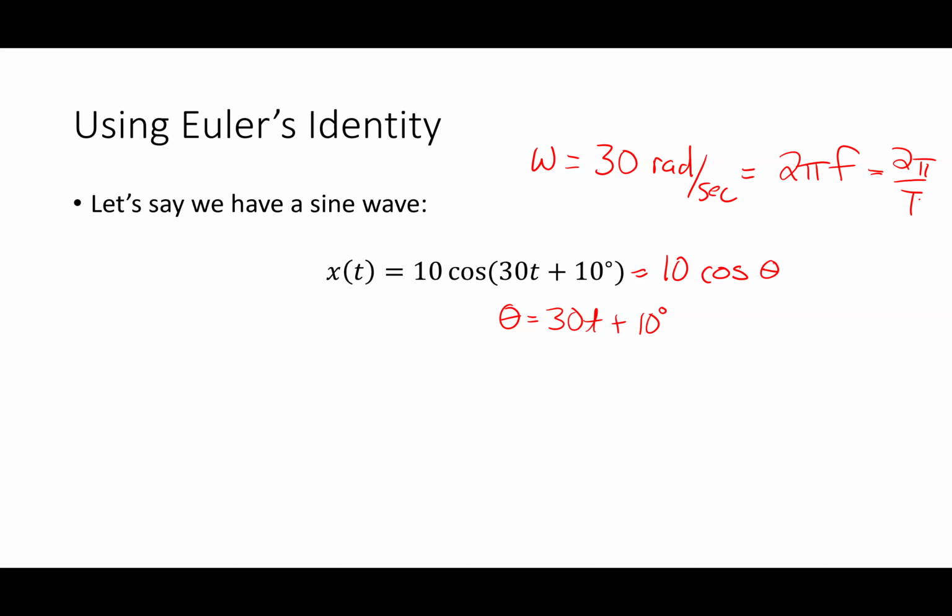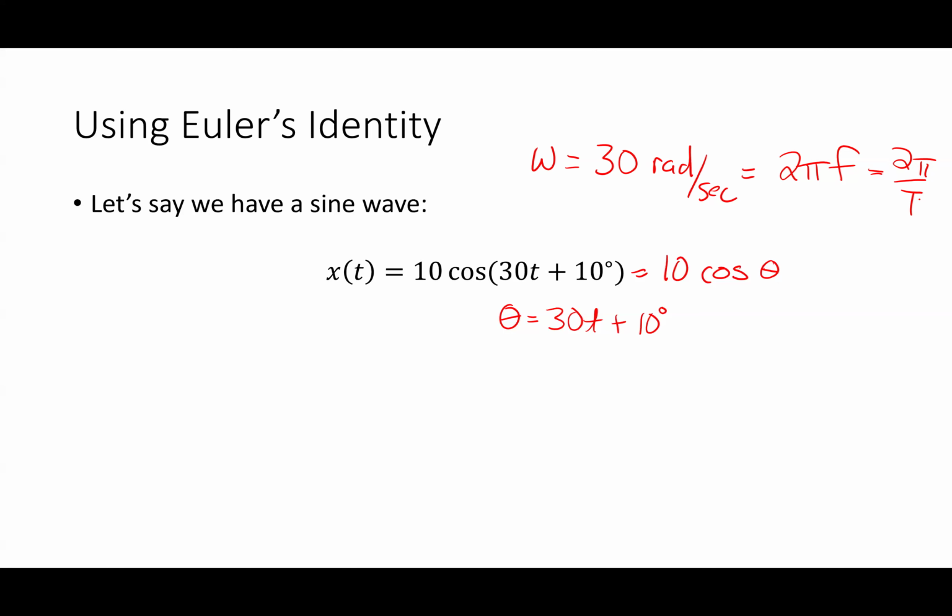How long it takes me to get through one cycle. One cycle means basically one variation of that cosine wave, right? It also tells me something about these E vectors, which we're going to look at in a second. So, 10 cosine theta.